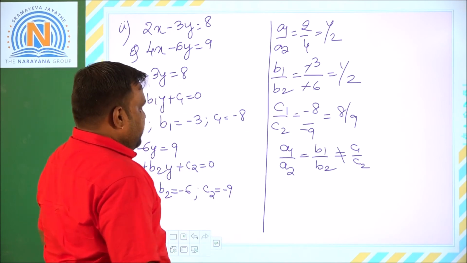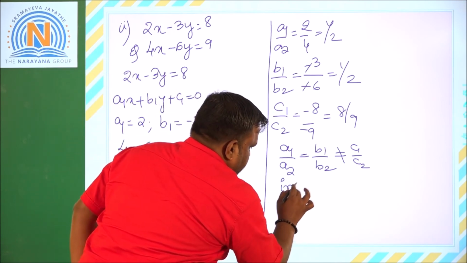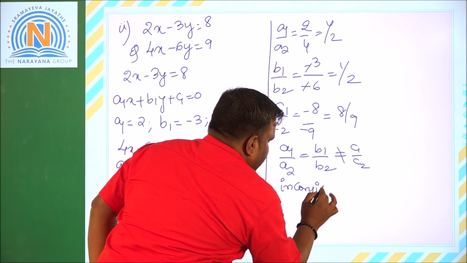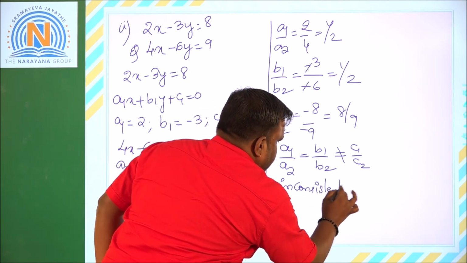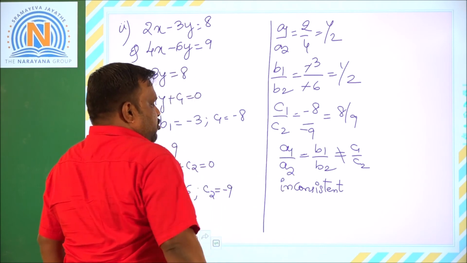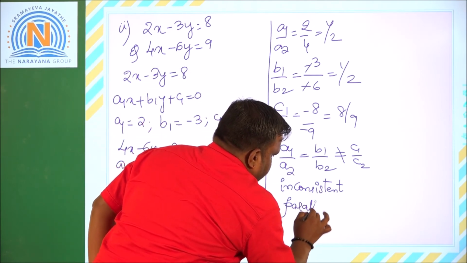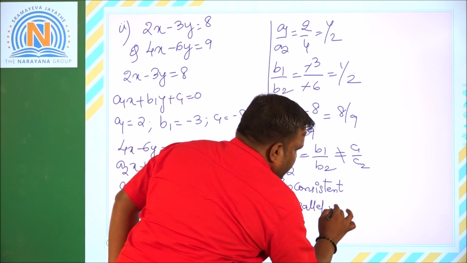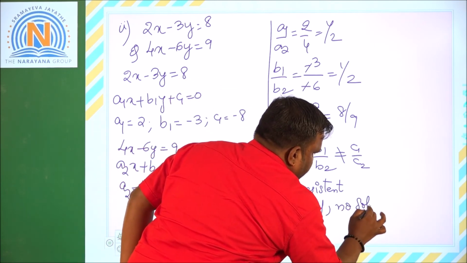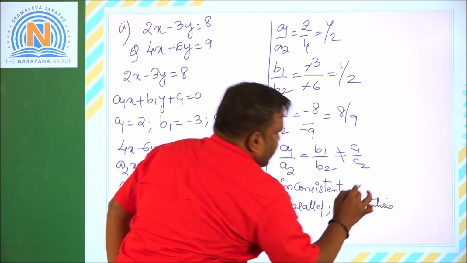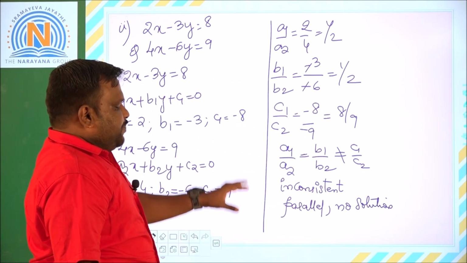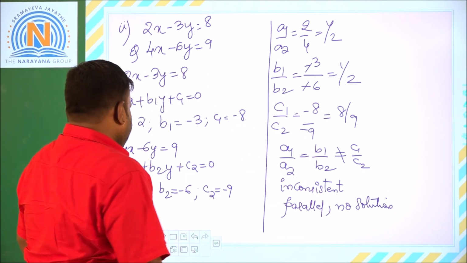So therefore these lines are an inconsistent pair of equations, and they are parallel to each other. Inconsistent, they are parallel to each other, and hence we don't have any solution for this. That means they are not going to meet each other at any point. So these are an inconsistent pair of equations.